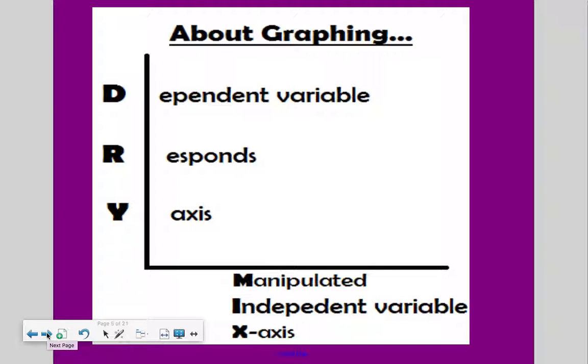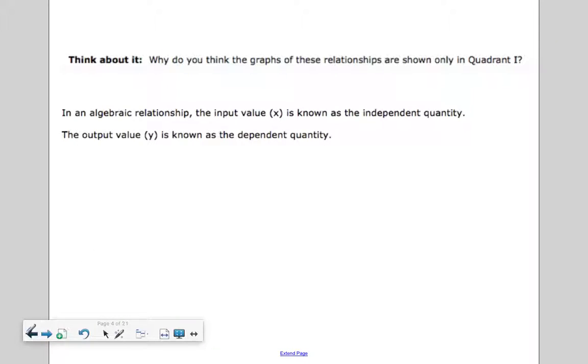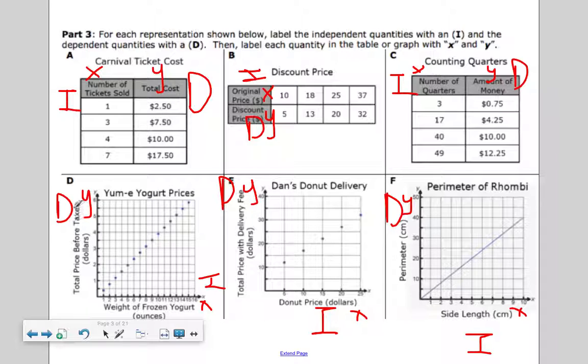DRY MIX. So let's go back here, see if that really is true. Oh, D-R-Y: dependent, y; M-I-X: manipulated, x. DRY MIX. So some of you may need to use that. I'll be honest, I sometimes have to use it too, because some of it is a little confusing, because it can be both ways depending on which one depends on which one.